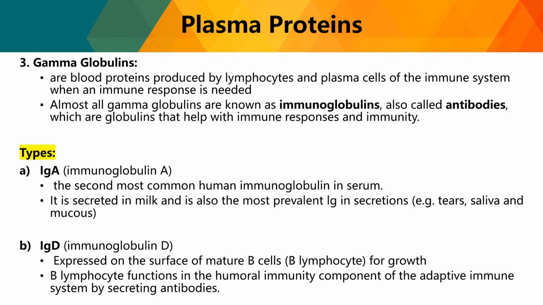The second type would be immunoglobulin D, or IgD. It is expressed on the surface of mature B cells, or the B lymphocytes, for growth. And the B lymphocyte functions in the humoral immunity component of the adaptive immune system by secreting your antibodies.